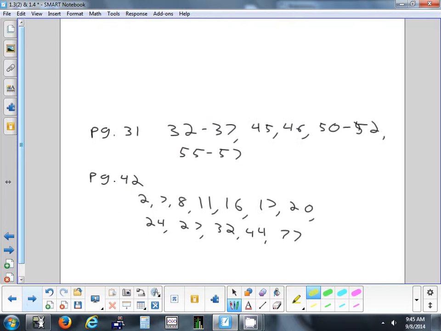Okay, so for homework tonight, on page 31, 32 to 37, 45, 46, 50 to 52, and 55 to 57. This is mostly graphing calculator drawing functions. And then page 42 kind of skips around. 2, 7, 8, 11, 16, 17, 20, 24, and 27, 32, 44, and 77.